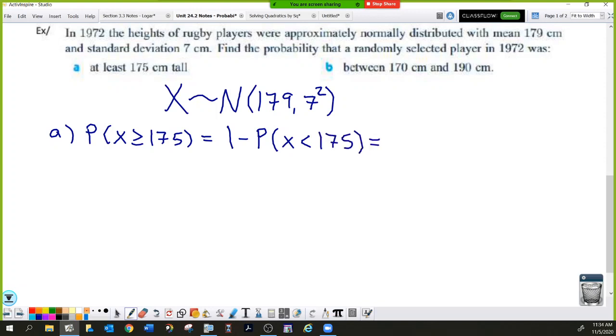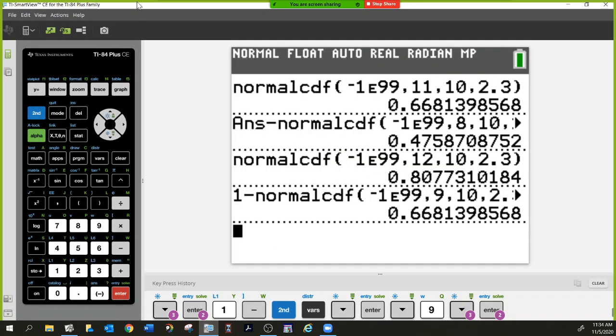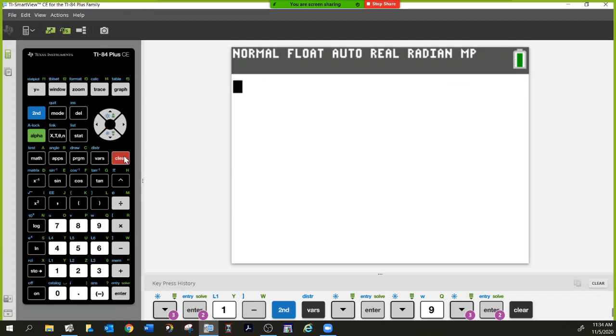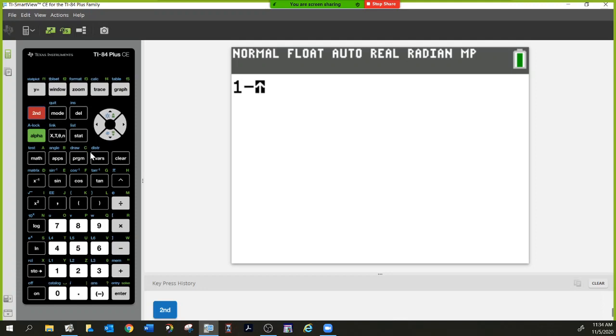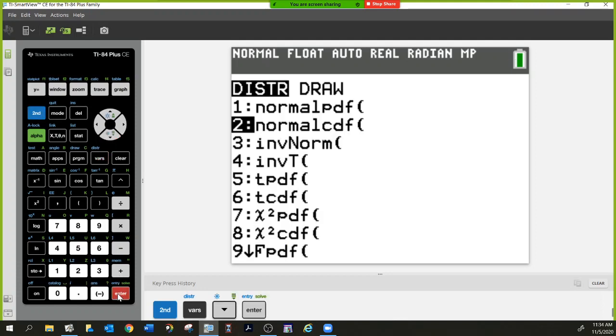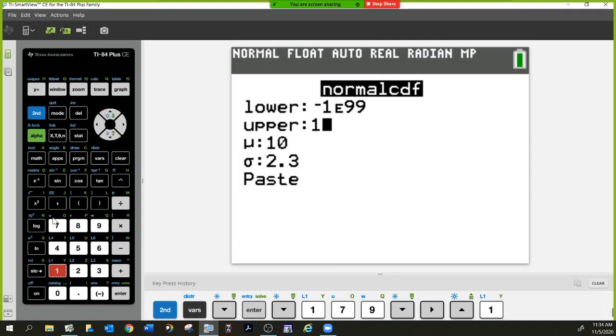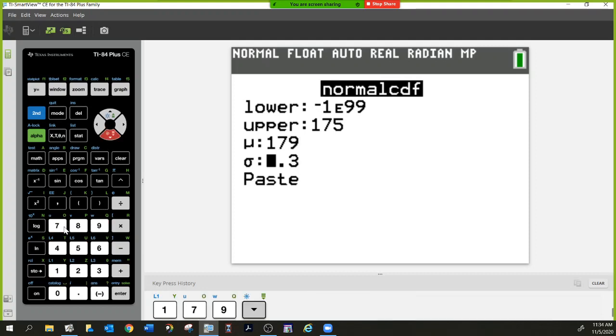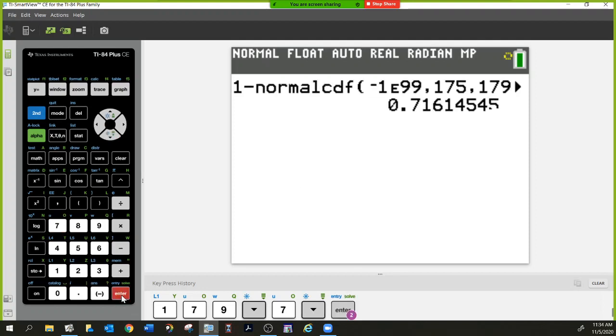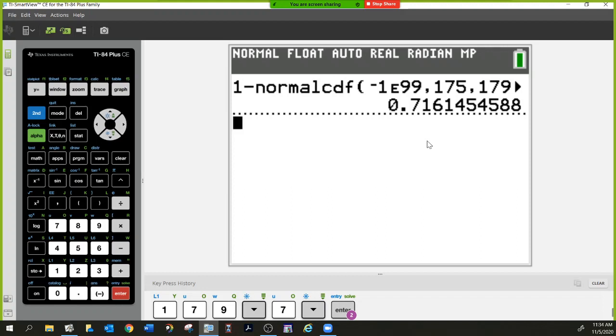And to the technology, we go. Just going to clear this. There's a lot of stuff on the screen. 1 minus second vars normal CDF. Lower bound, sure. Upper bound, 179. The mean, well, wait, no, sorry. Upper bound was, what's 175, thank you. The mean is 179, and the standard deviation is 7. And we hit paste. There we go. 0.716. Again, it's a reasonable number.